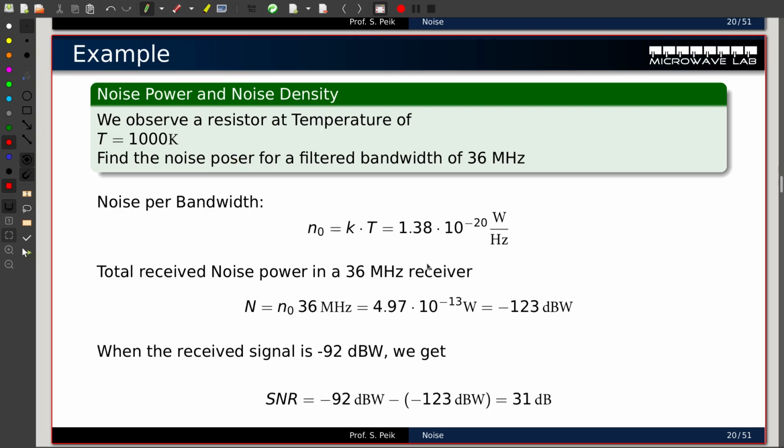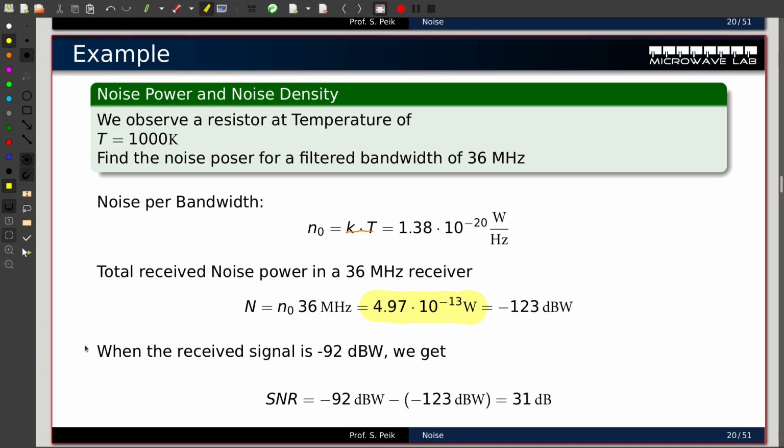I have done this on the next slide, and you see that I first calculated my N naught, which is just k times T, which is 1.38 times 10 to the minus 20, because of times 1000. Then I do the calculation from the slide before, k times T times B, and I get 4.97 times 10 to the minus 13 watts, and that's a typical tiny value. When you convert it to dB watts, it's minus 123 dBW.